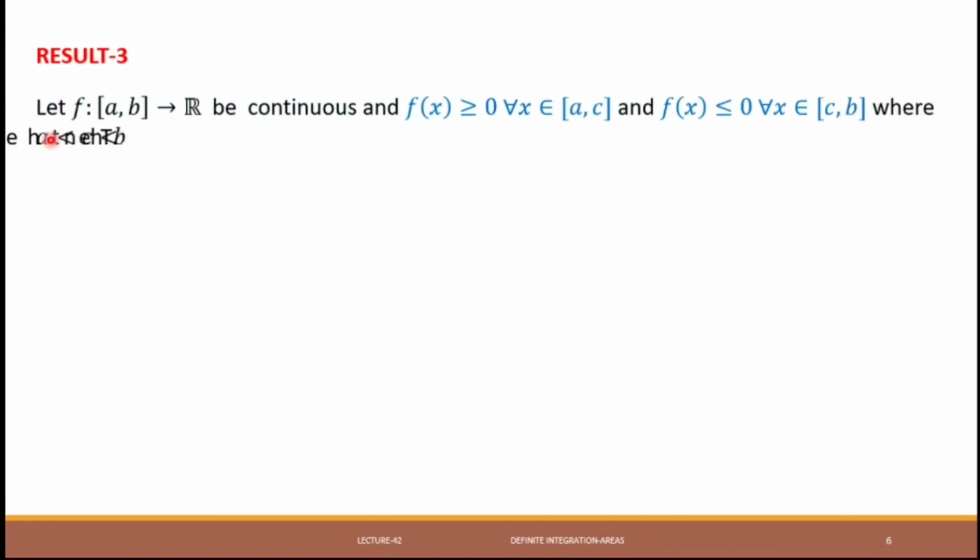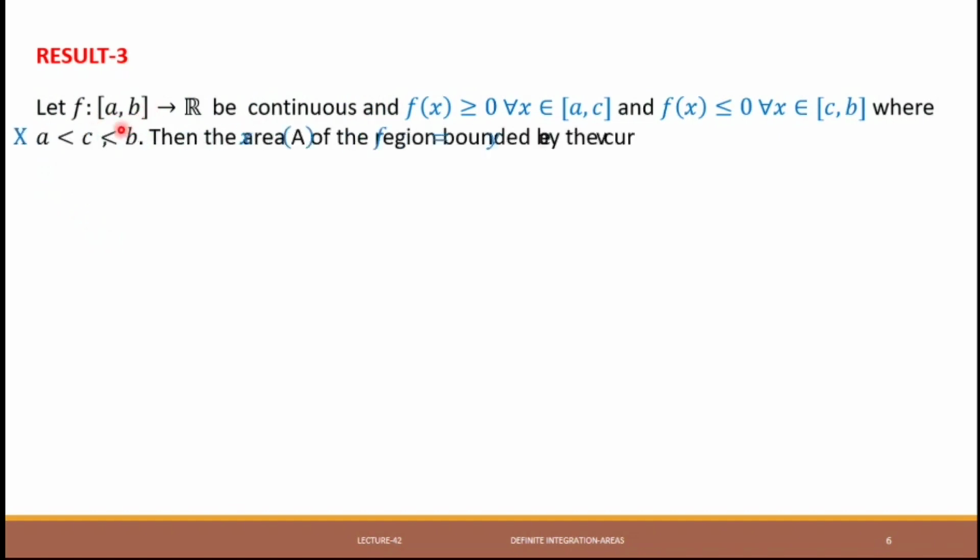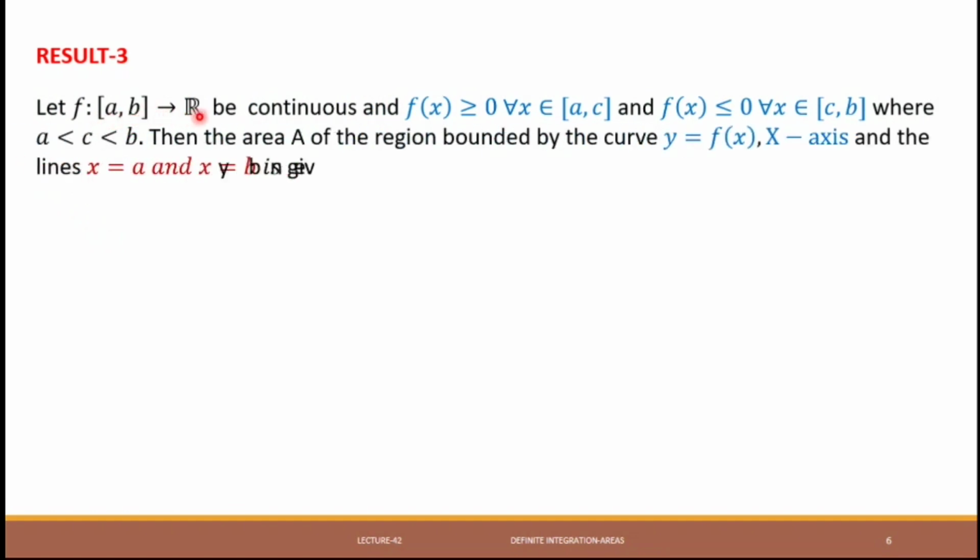Let me discuss the next result. Here is the statement of the next result. Let f be a continuous function from the closed interval [a, b] to R such that f(x) is positive for all x belonging to the closed interval [a, c], and f(x) is negative on the interval [c, b], where c is a point in between a and b.